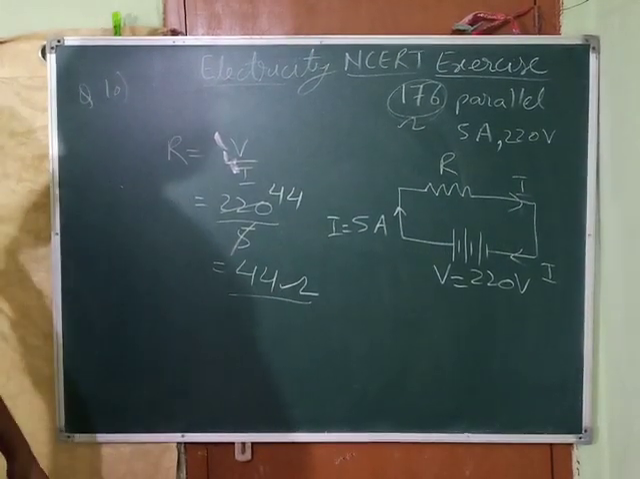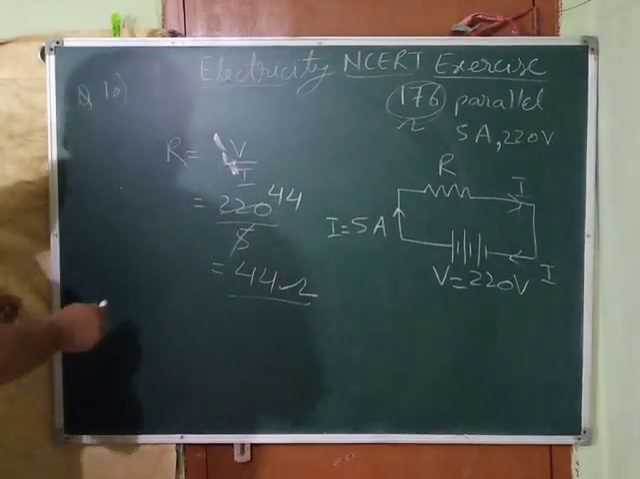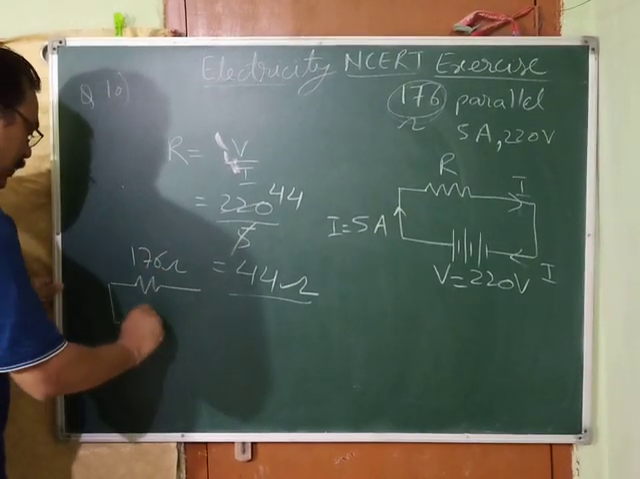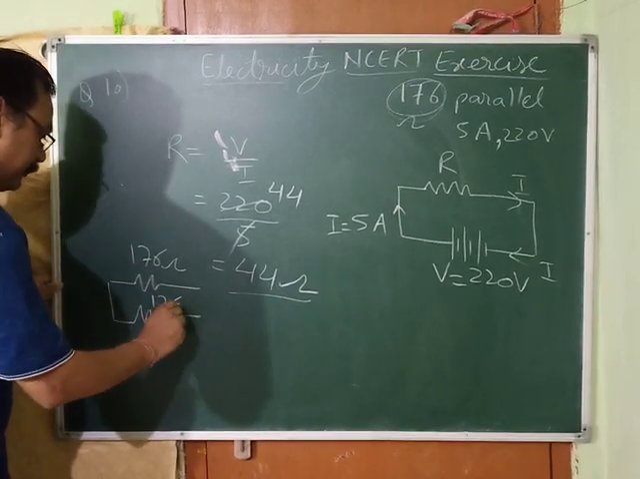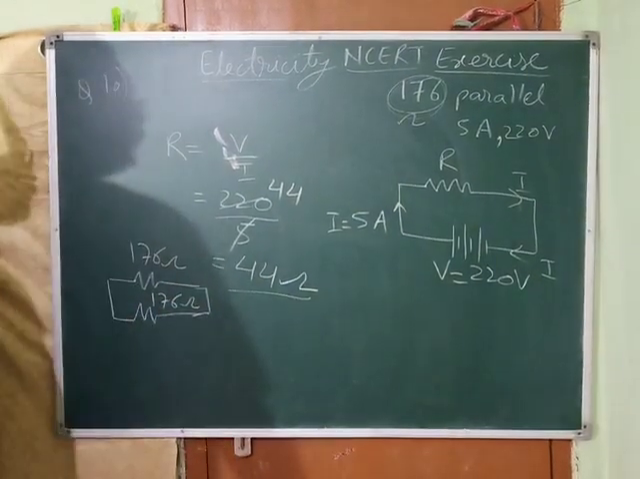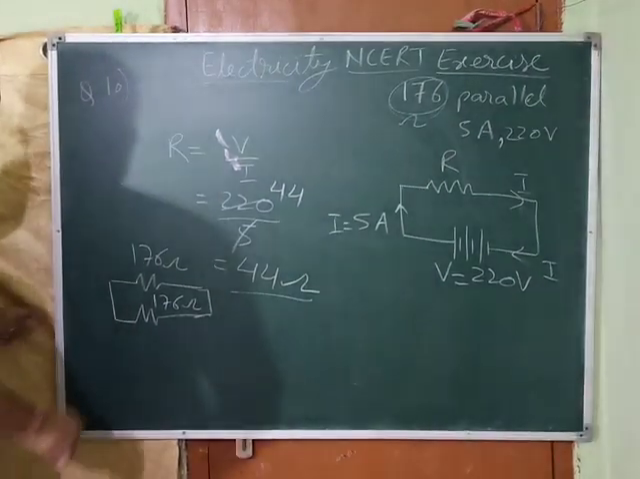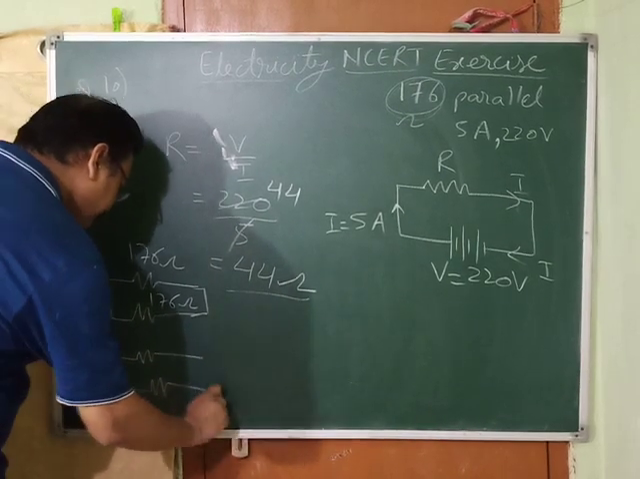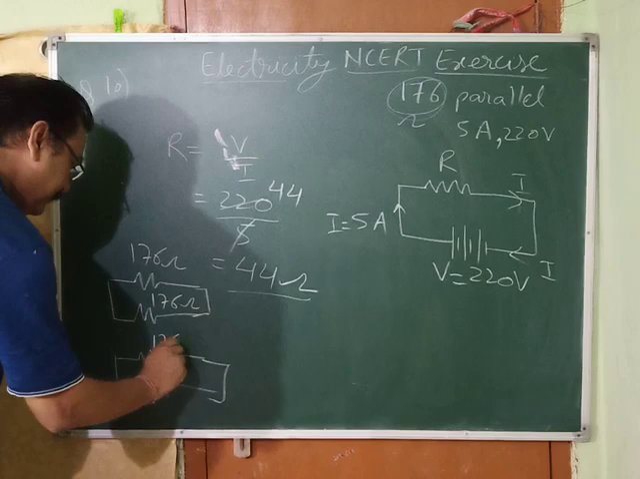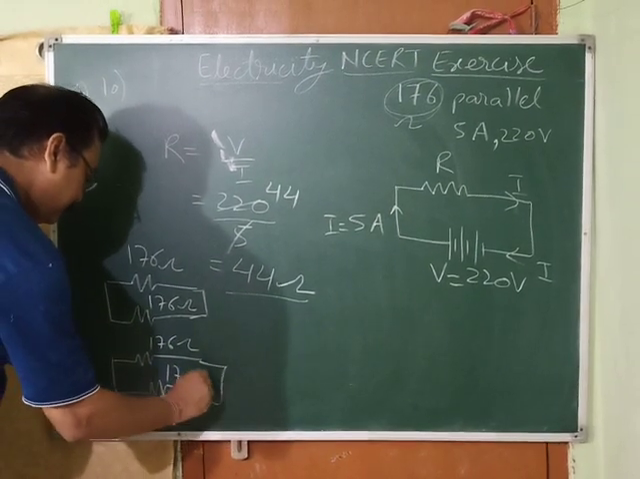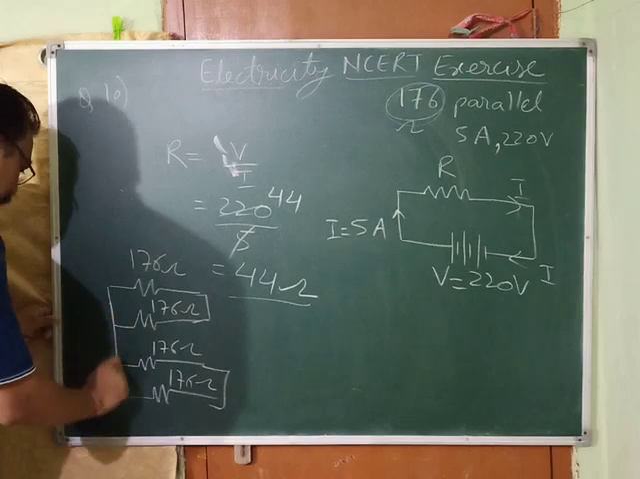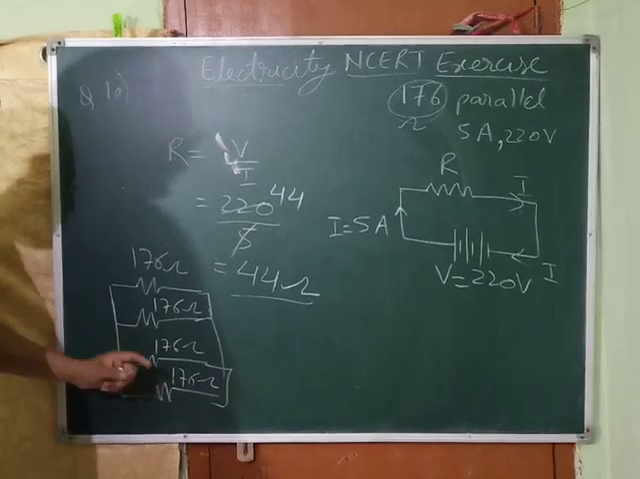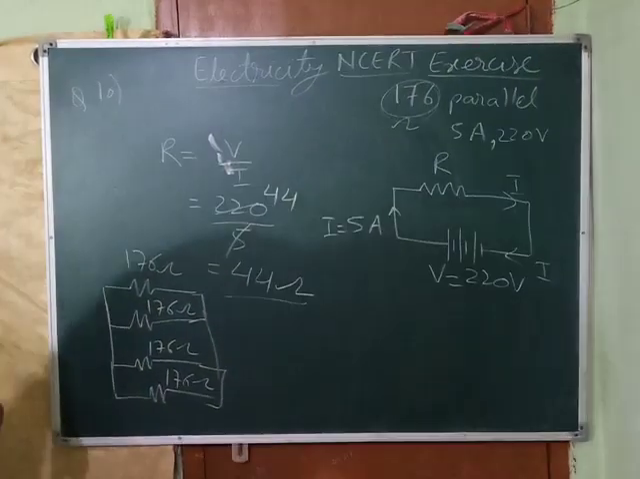That means when we connect two resistors of 176 ohm, we get 88. But we require 44, half of that. So we have to take two similar combinations like this, each of 176 ohm, and connect them in parallel. So now how much will we get? This is 1, 2, 3, 4. Let's check how much we are going to get.